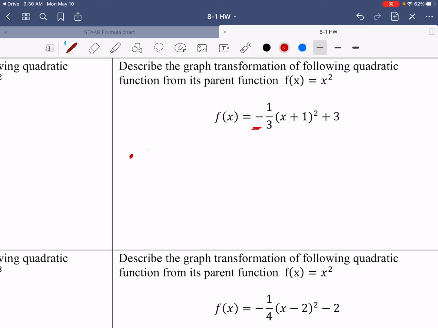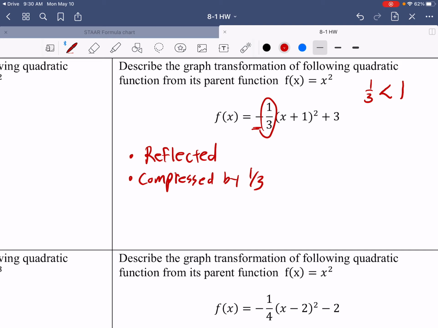Because of the negative, it's gonna be reflected, or you can say flipped, and 1/3 is smaller than 1. So this one is compressed, vertically compressed by 1/3. And then plus 1, and you have to think about the opposite for the x value, so it's going to be 1 unit to the left. And due to plus 3, it is 3 units up.